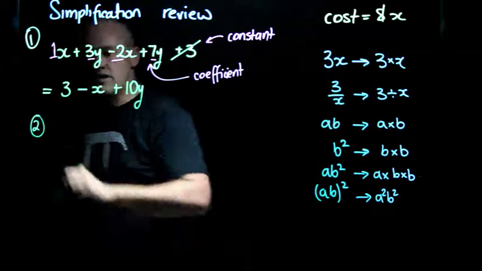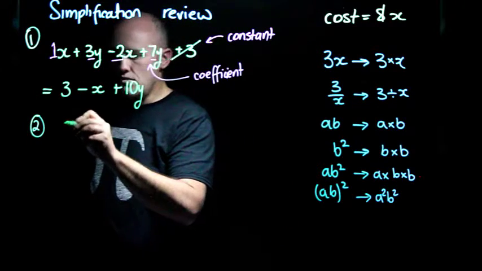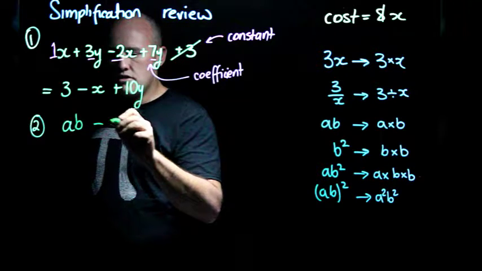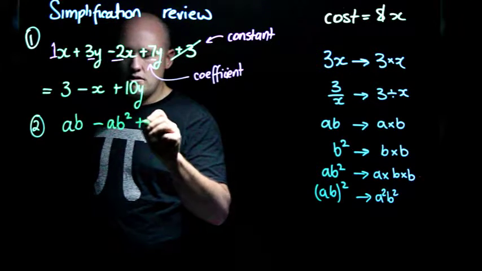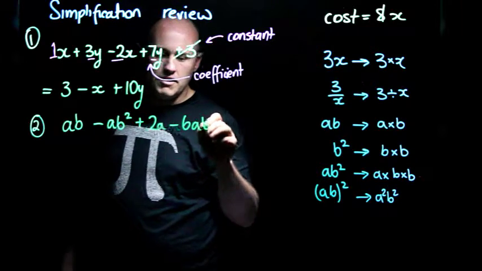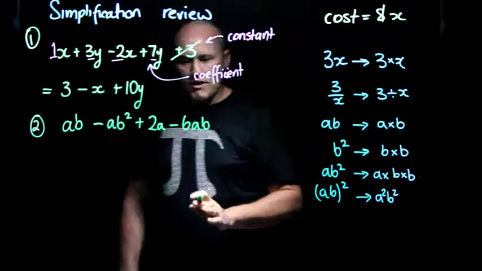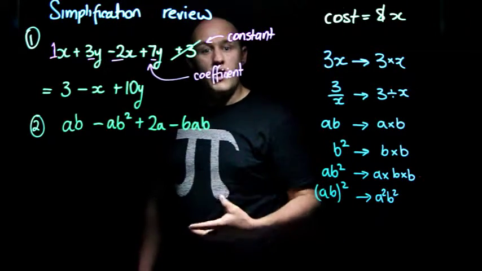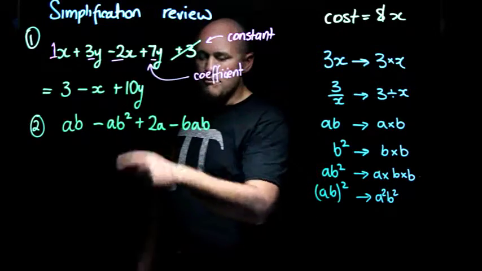Let's have a look at a second example. This time we'll have a's and b's. We've got ab minus ab squared plus 2a minus 6ab. I just want to make this really clear: when you introduce squares, it actually means the terms are not like terms again. So we've got ab and we've got ab squared.